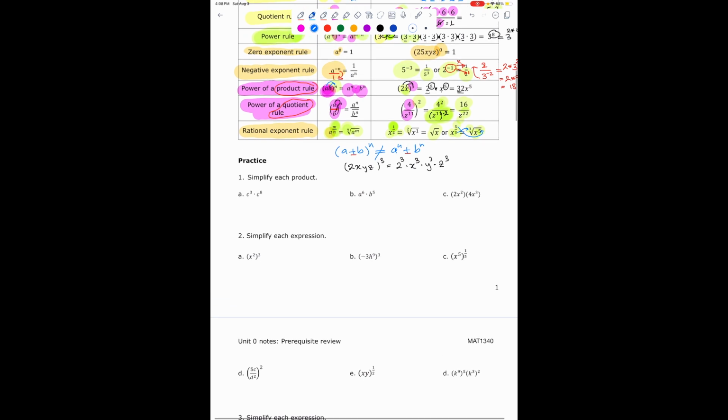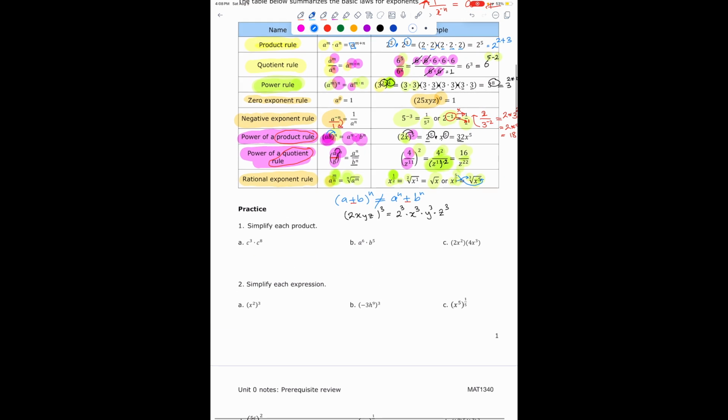So as you can see, the first problem says c cubed times c to the 8th power. This is basically the product rule, the first rule. So we have the same base. That means we're going to keep the same base. And then the product rule says we add the exponents. So 3 plus 8. That is equal to c raised to the 11th power. And we leave it like that.